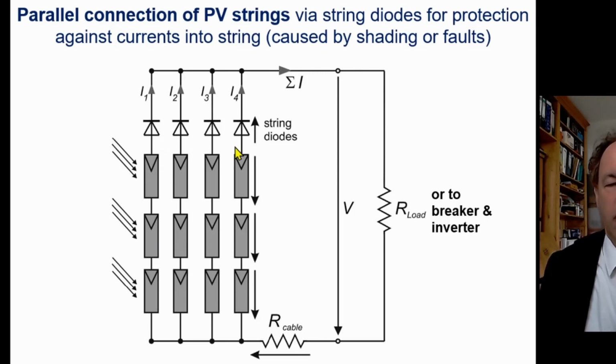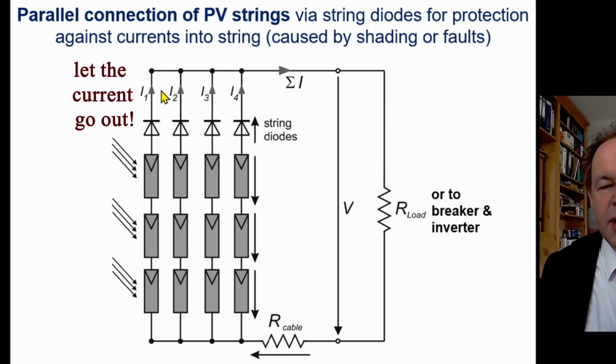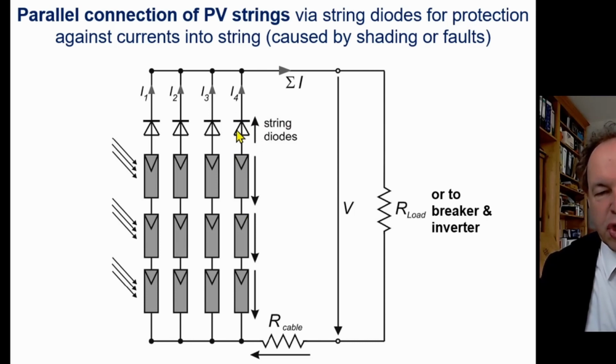Therefore, you usually have string diodes. They act as a valve, so they let the current go out, but they block the incoming currents. Nowadays, because string diodes are costly, they have to support the full current of the string, and you have some voltage losses along the string diodes, they are substituted by fuses. These fuses are cheaper and have a much lower voltage loss. But still you find a lot of system configurations with string diodes.